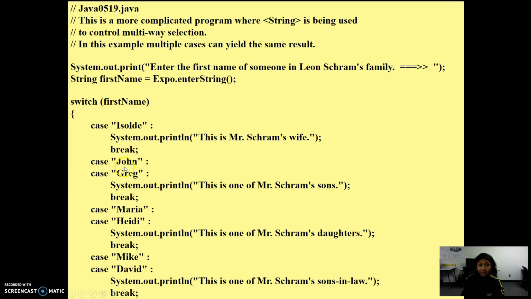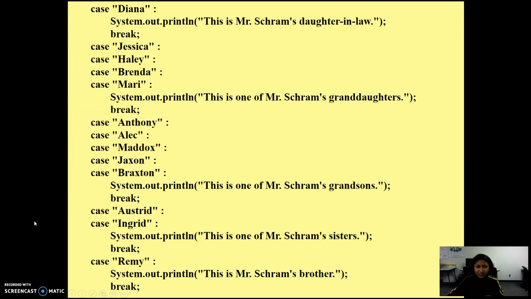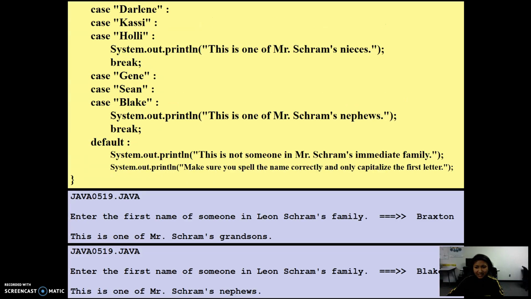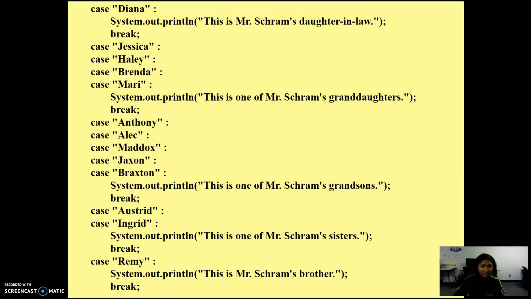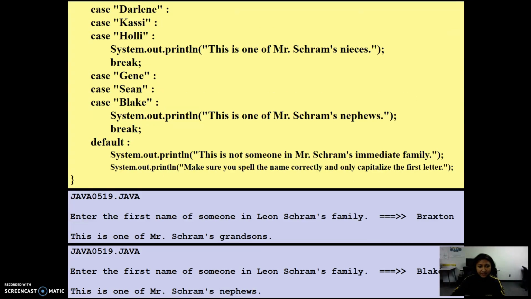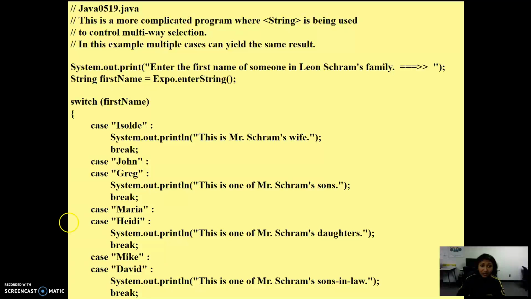And like here, this is another example of combining multiple strings. This is a big program. I'm going to move on. And I'll let you guys explore this again on your own. But it picks the name of somebody, Braxton. I think Braxton was all the way here. It fell under this case, so it would have printed this is one of Shram's grandsons. And then Blake, and Blake is right here, and printed out Shram's nephews. So this is a utilization of the switch statement. Whenever you want to compare if one control variable could be one of many values, could be one of many cases. Okay.